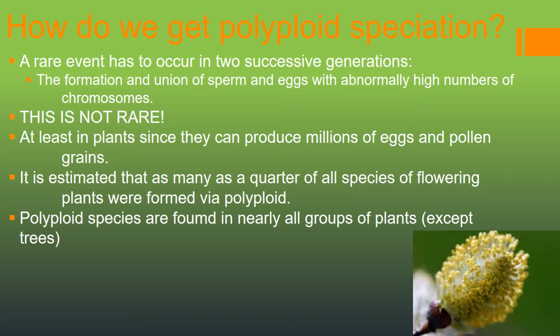How do we get polyploid speciation? A rare event has to occur in 2 successive generations: the formation and union of sperm and eggs with abnormally high numbers of chromosomes. As weird as this sounds, this is not rare, at least in plants, since they can produce millions of eggs and pollen grains. It is estimated that as many as 1/4 of all species of flowering plants were formed via polyploidy.